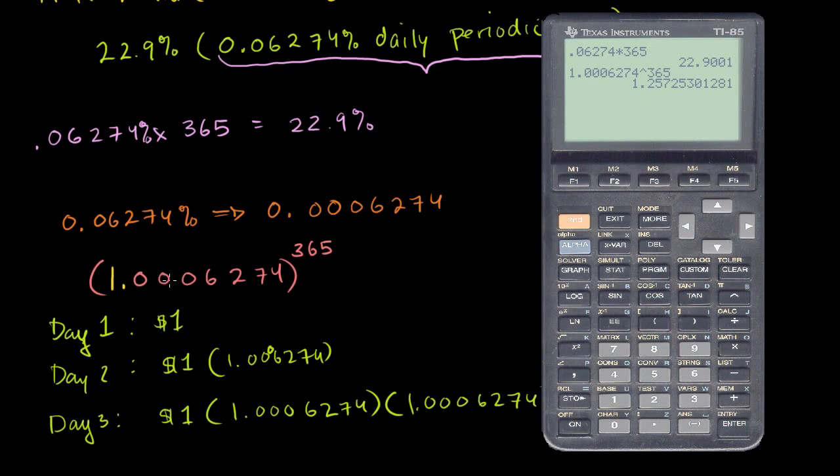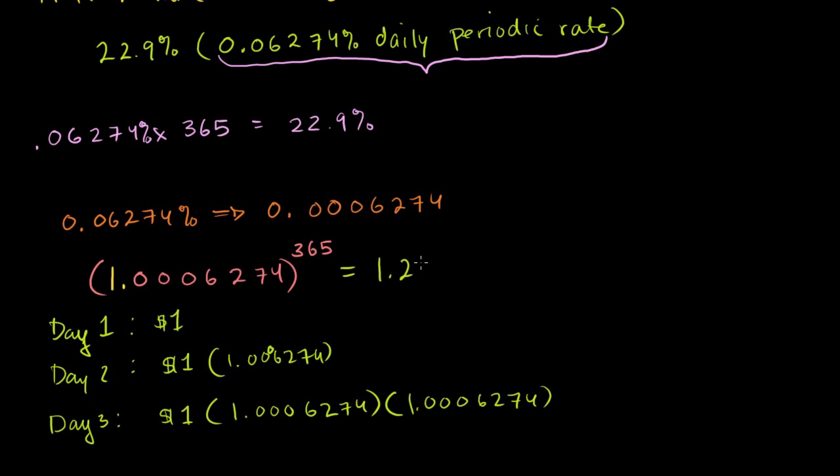So if I were to compound this much interest, 0.06% for 365 days, at the end of the year I would owe 1.257 times my original principal amount. So this right here is equal to 1.257. I would owe 1.257 times my original principal amount. The effective interest rate, the effective APR, or the mathematically correct annual percentage rate here is 25.7%.